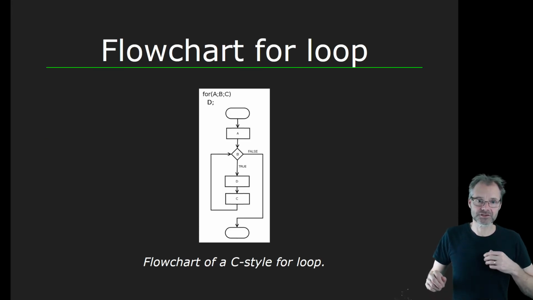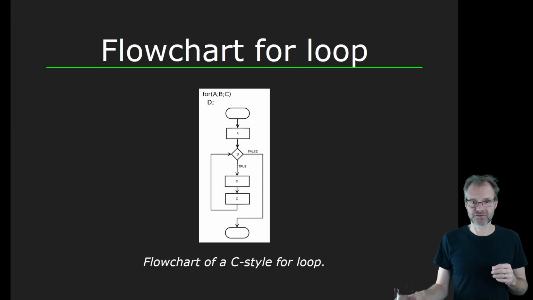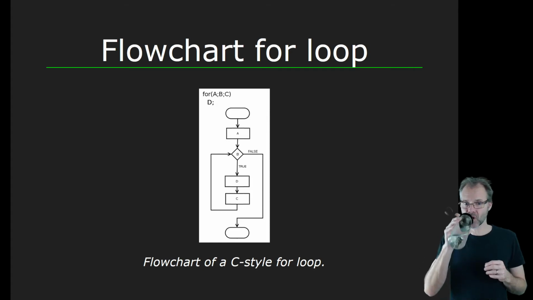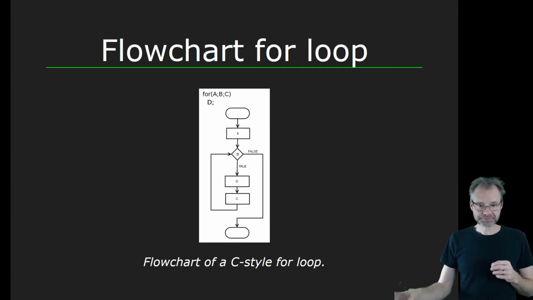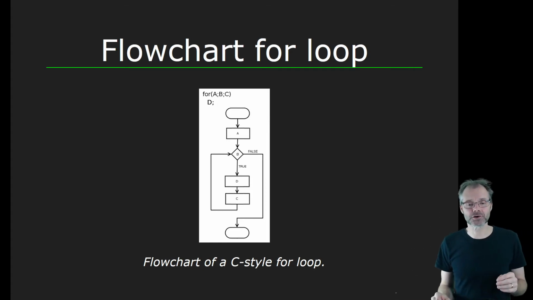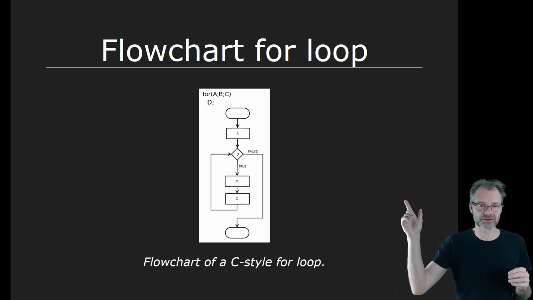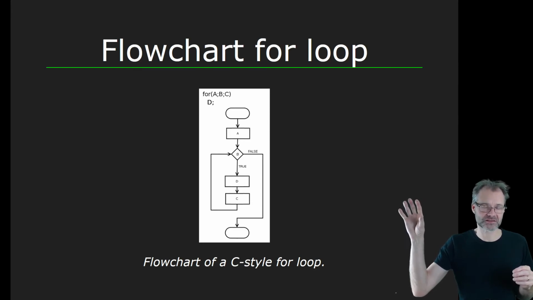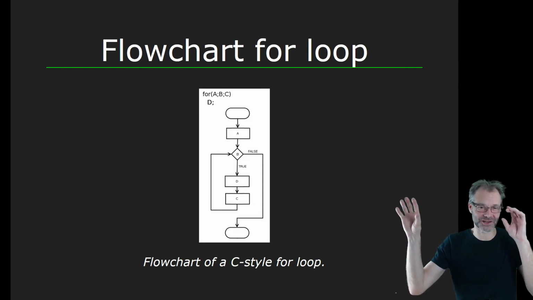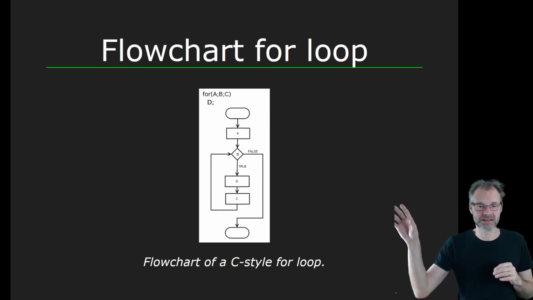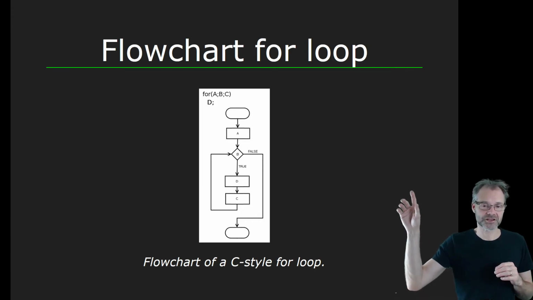Here we have another flow chart. It is a flow chart for a for loop. It could be a C-style for loop. And if we work it through, let's go from the top there. We see some kind of pseudocode. We see the code for it: for A, B, C, D. So it starts on the top there. That is the start of the flowchart.